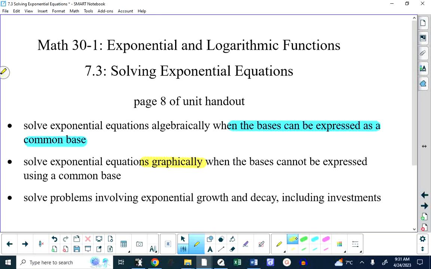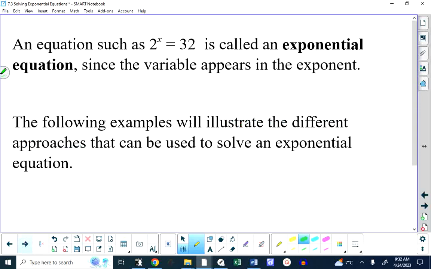And then what we're going to do is continue to work with that y equals a times b to the t over p, and we're going to apply it to what's called compound interest. So to begin with, an equation like 2 to the x equals 32 is called an exponential equation because the variable appears in the exponent. This is what makes a function exponential. There's an x in the exponent. This is what makes an equation exponential. There's an x in the exponent.